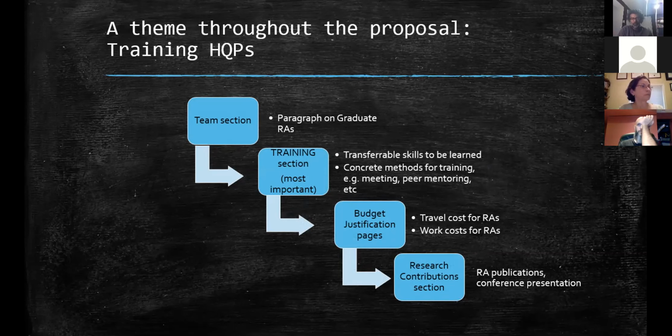So if you can show that you're building in budget for your graduate students to attend an international conference, then that can connect back to those other pieces. And again, when you're talking about your own research contributions, if you can also say you've supervised students who have published. So the idea there, in terms of HQPs, is that there's a section about it, but really it's something you should be touching on in a coherent way throughout the proposal.